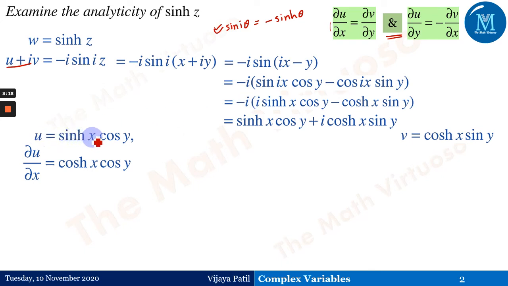u is equal to sine hyperbolic x into cos y, and now we find dou u upon dou x. Now remember that u is a function of x and y. Whenever I am differentiating these second level variables with respect to the first level variables, u and v are the second level variables, and x and y are the first level variables.